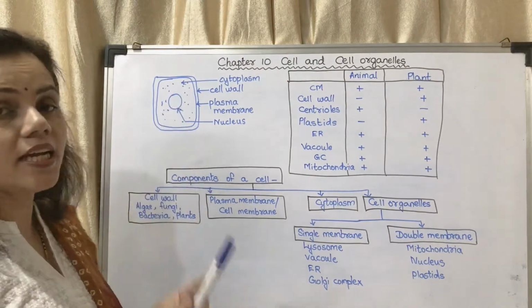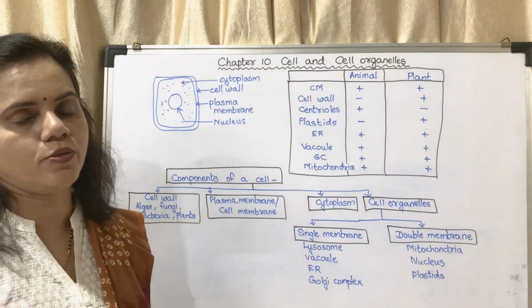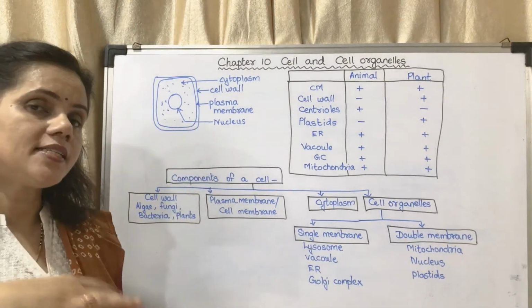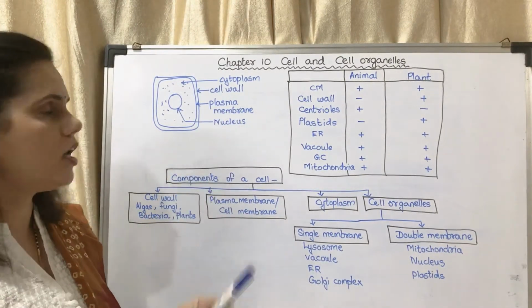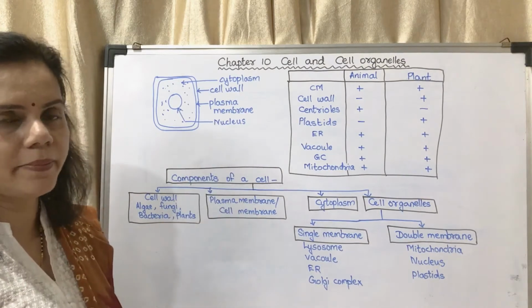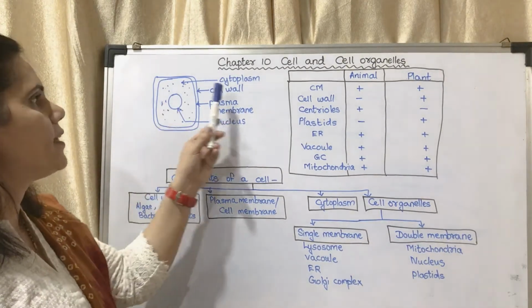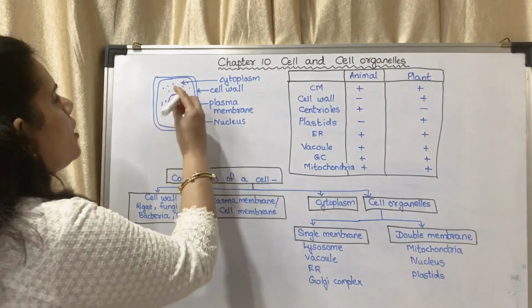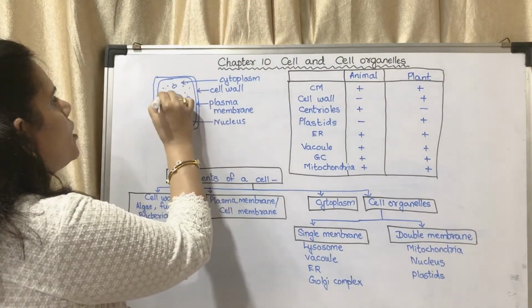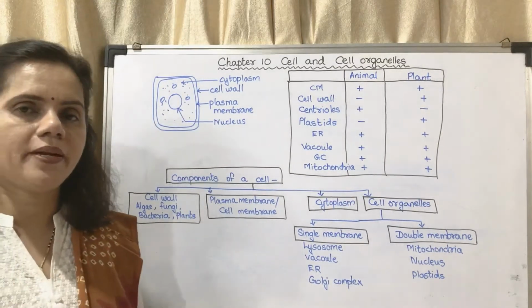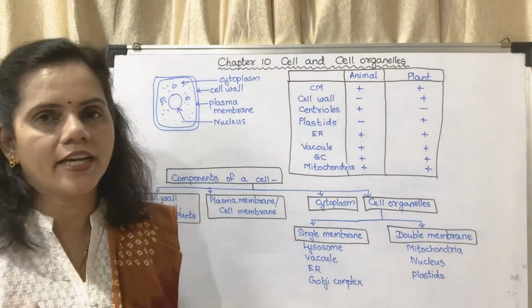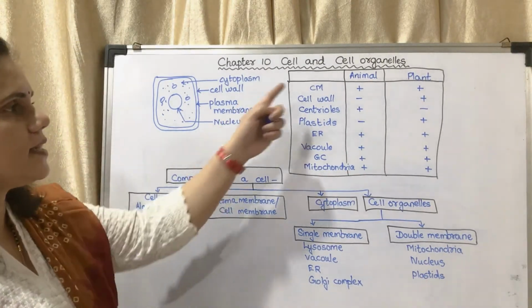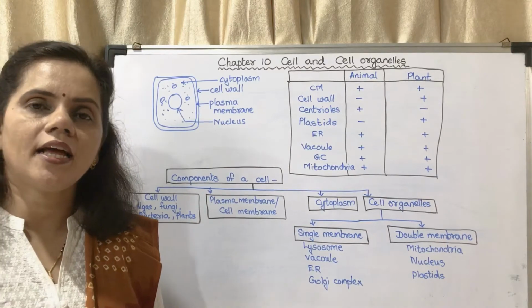There is a nucleus in which the chromosomes are formed. There is a membrane inner to the cell wall, that is called the plasma membrane. The fluid inside is called the cytoplasm. And the small organelles, the small organs which are present floating in the cytoplasm, are called cell organelles.